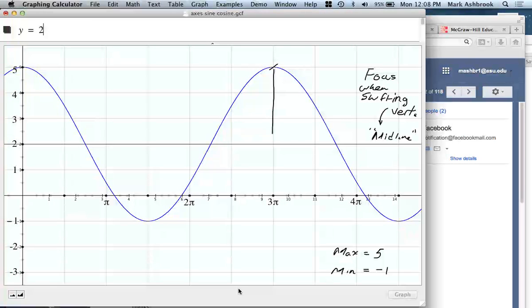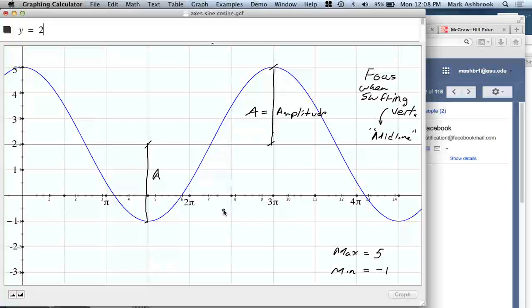Okay, so the midline is halfway between the max and the min. In this case, it's 2. And the amplitude is the distance from the midline up to the max. That's also the same distance from the midline down to the min. And we call it capital A, the amplitude.